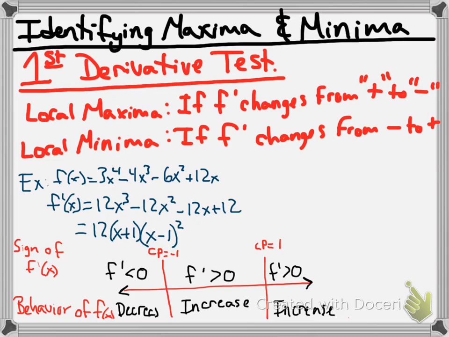So what this means is for points left of negative 1, f of x is decreasing. For points between negative 1 and 1, where our first derivative is greater than 0, our function f of x is increasing. And again, to the right of our second critical point, our first derivative is greater than 0, so our function f of x is increasing.